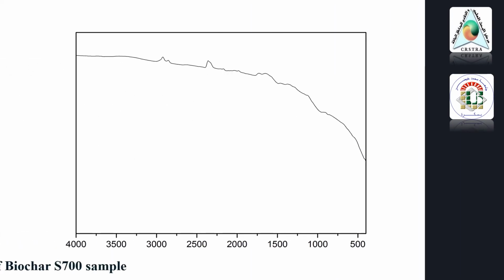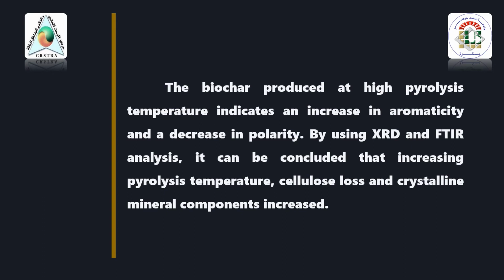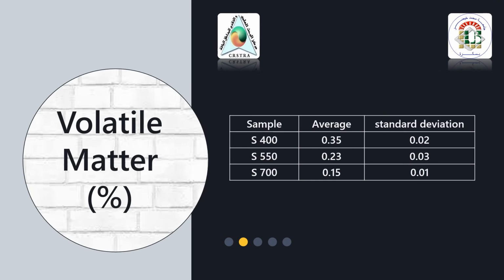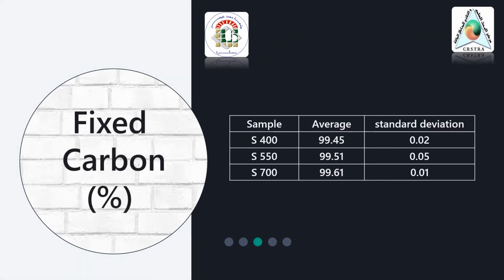After that, we have the FTIR spectra. The FTIR spectra of biochar as 400 sample. The FTIR spectra of biochar as 550 sample. And the FTIR spectra of biochar as 700 sample. The biochar produced at high pyrolysis temperature indicates an increase in aromaticity and a decrease in polarity. By using XRD and FTIR analysis, it can be concluded that as cellulose loss increased, crystalline mineral compounds increased.